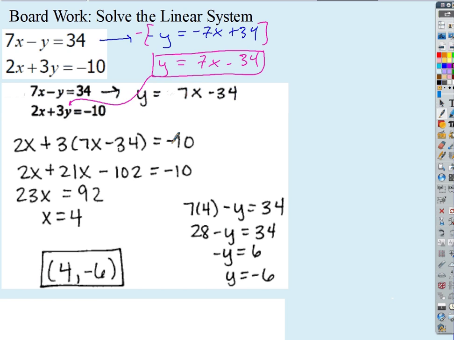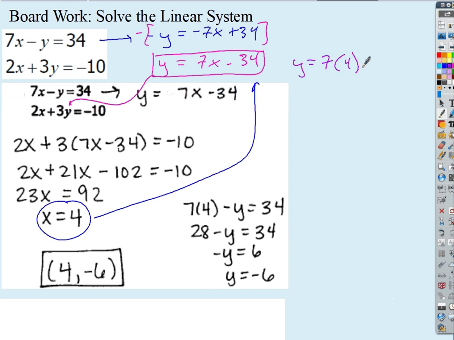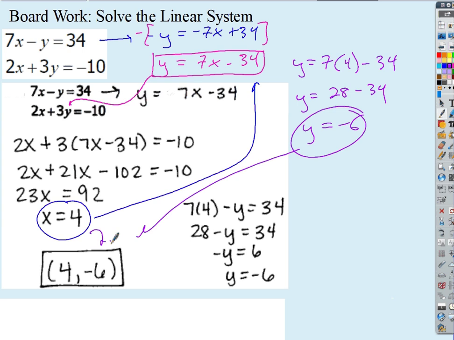Here's where it would be a little bit easier to just go right back. Once we get this part of our solution, we just go right back to the box equation, the substitution equation. And what do we get? y equals 7 times, we replace the x with a 4 in parentheses, minus 34, so y equals 28 minus 34, so y equals negative 6. And so there's our solution, right?